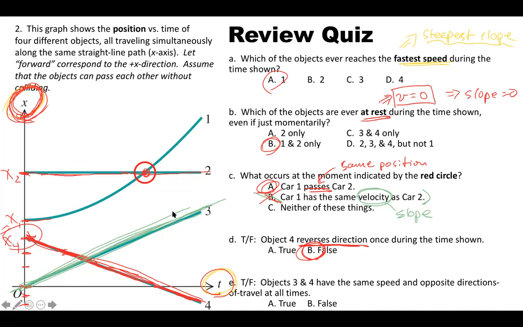Whereas for object 4, it has one constant negative slope at all times, so it's moving in the negative x direction. And if I eyeball this on this graph, if I just look at what the steepness of these two slopes are, it looks to me like they are equally steep. So therefore, the speed of object 3 and the speed of object 4 are the same because their two slopes have the same steepness, but object 3 has a positive slope and object 4 has a negative slope, so therefore they are moving in opposite directions of travel. Object 3 is moving in the positive x direction at all times, and object 4 is moving in the negative x direction. So, true. Good.